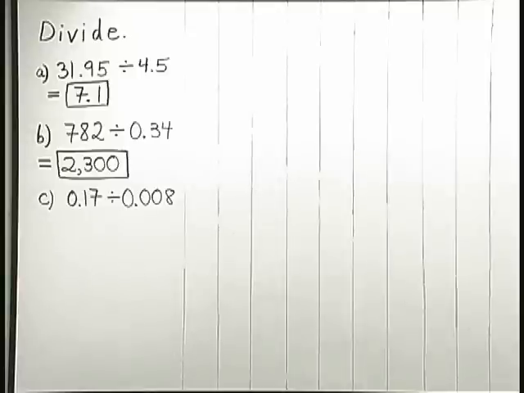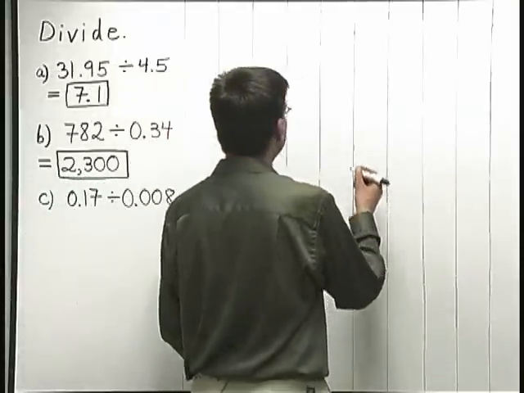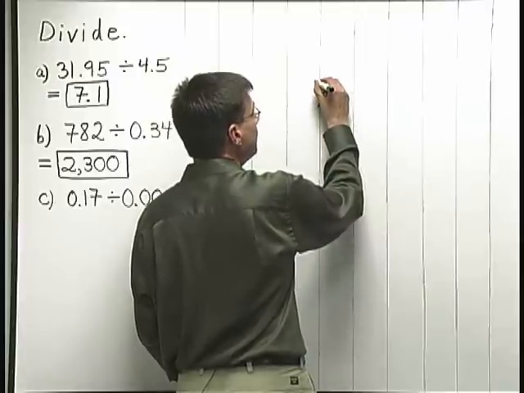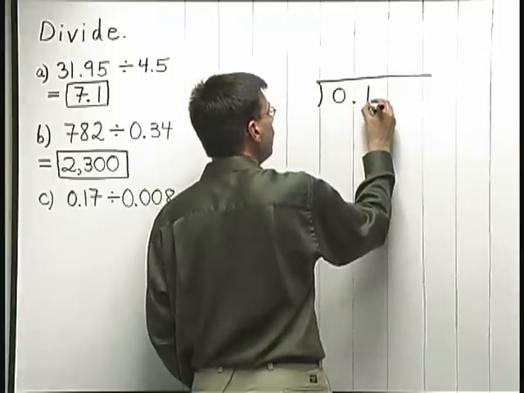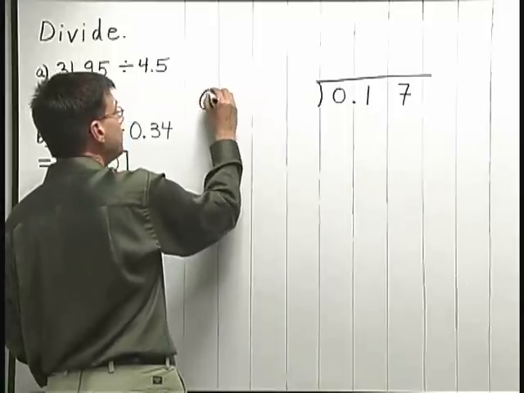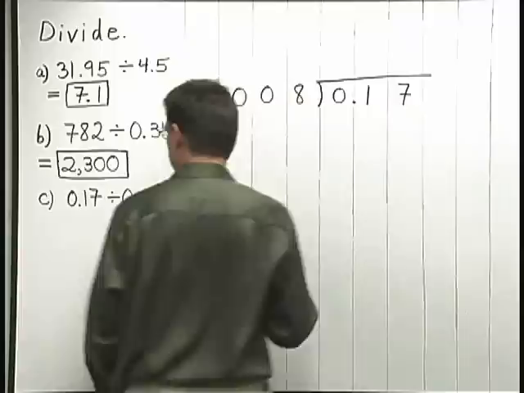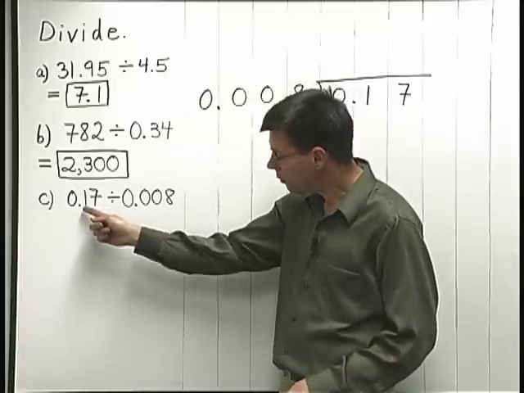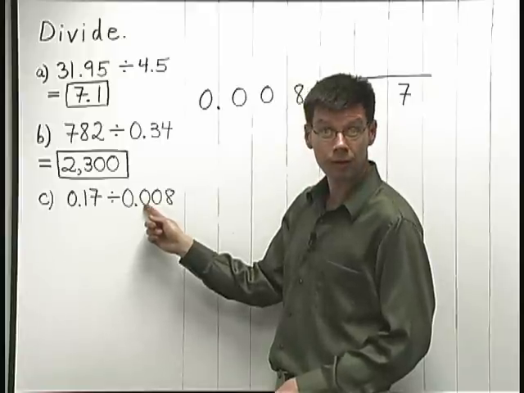Let's move on to C, 0.17 divided by 0.008. Let's set up our long division box once again here. Inside the long division box goes 0.17. Out front goes 0.008. Remember, when I write division this way, the first number always goes inside the long division box. The second number goes out front.